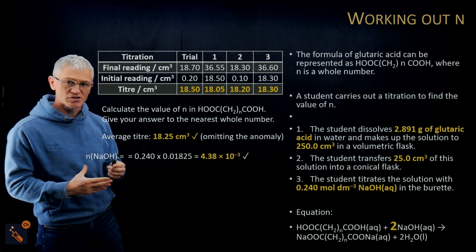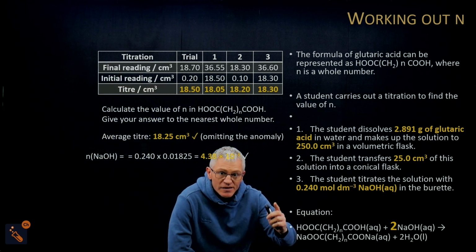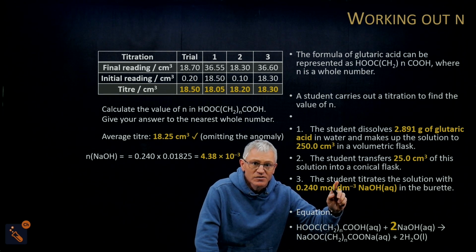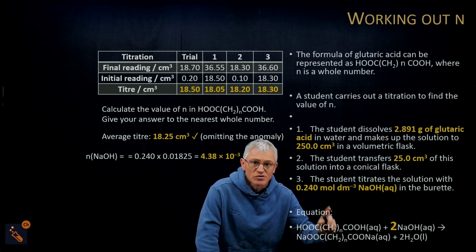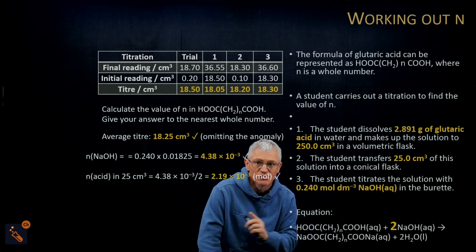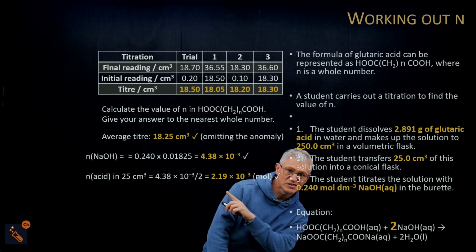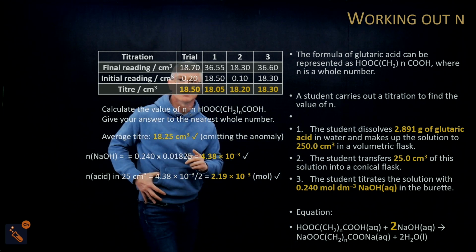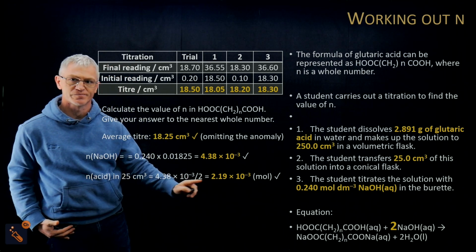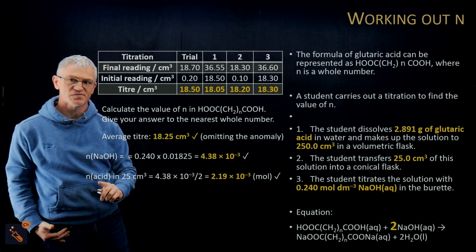Now those moles of the sodium hydroxide will turn into the moles of the acid. So how do we do that? Look, we've got a ratio here of 2 to 1. So what we do is we divide by 2. So we take this number and divide by 2. That gives us the number of moles of the acid.